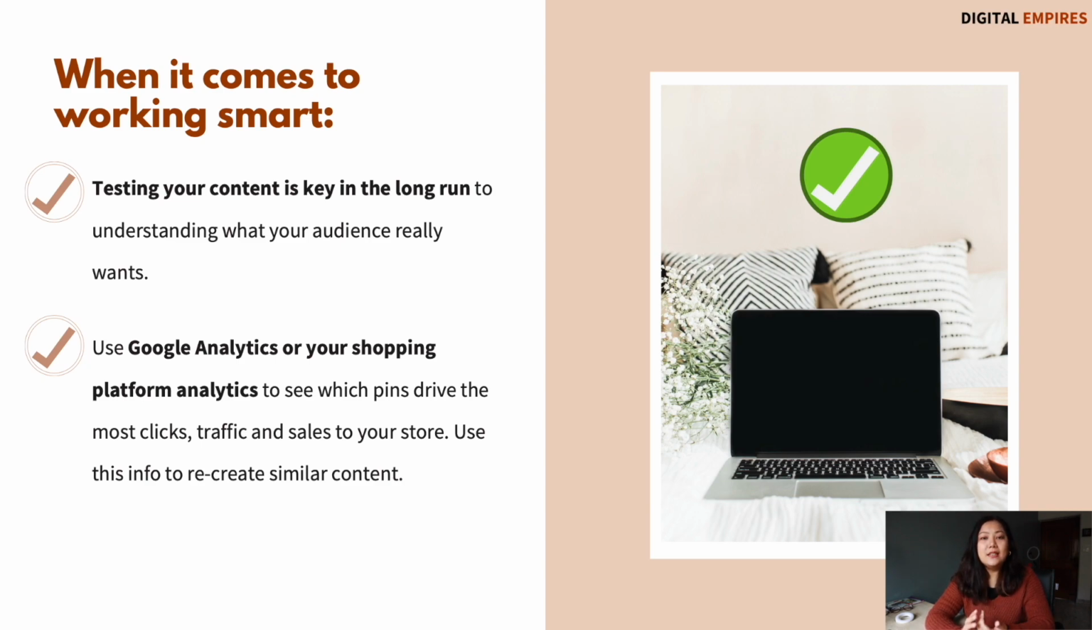And when it comes to working smart, what you want to make sure is that you are testing your content in the long run. So it's not just a simple post it and forget it kind of strategy. You do need to keep an eye on your Pinterest account at least once every month to see what's working and what's not working, and then adapt your Pinterest strategy or your pinning strategy accordingly. What's important here is to use analytics platforms like Google Analytics or the Pinterest Analytics that you can find on your account, or even going over to Shopify or any other store analytics that you have access to, to see which of your pins are driving the most traffic, the most clicks, and the most sales to your store.